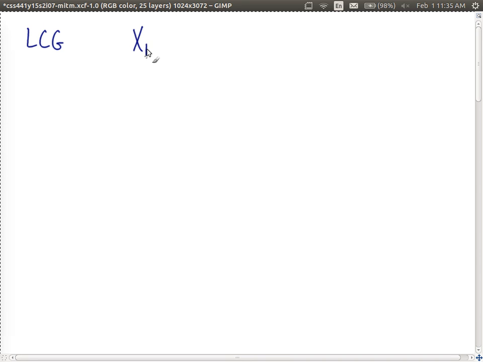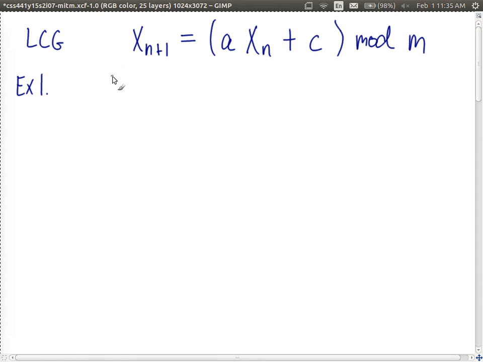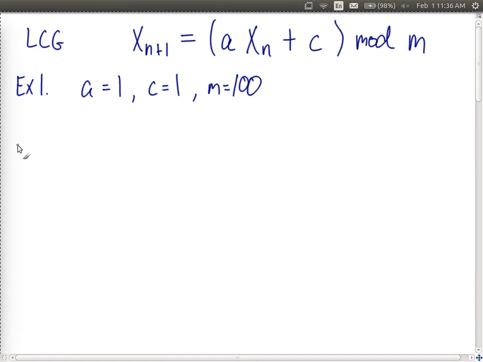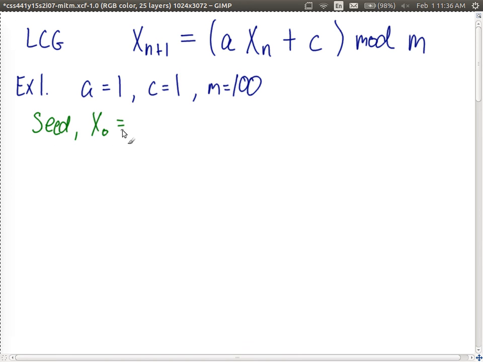Just to remind us, xn plus 1 is a times xn plus some increment c, mod m. So example one, let's choose some initial values. Let's say the constant a is 1, keep it simple, c is 1, m is 100. I want you to generate the first maybe 5 or 10 numbers in that sequence using those constants, and let's set the seed x0 to 47. Let's say I did have a true random number source to generate the seed and it returned 47.